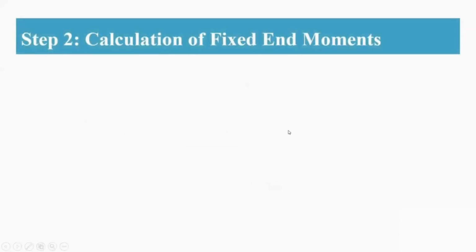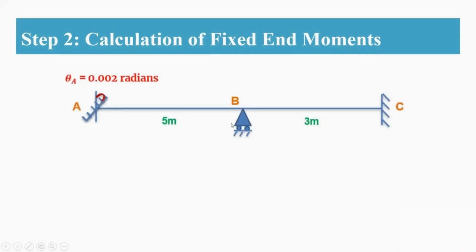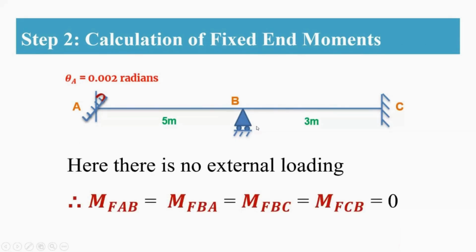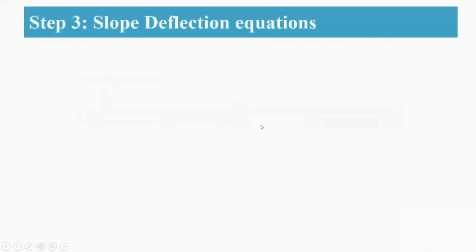Coming to your step 2, you're going to calculate the fixed end moments. Since there is no loading in the entire beam ABC, the fixed end moments for all the spans will be equal to 0: AB, BA, BC and CB. And then your next step is to write down the slope deflection equation.